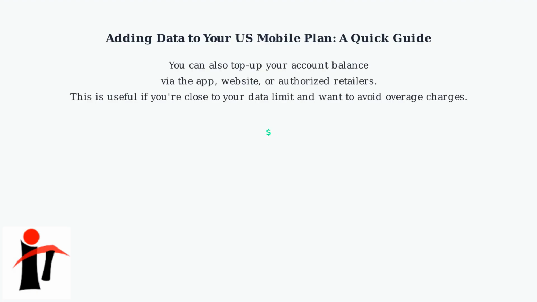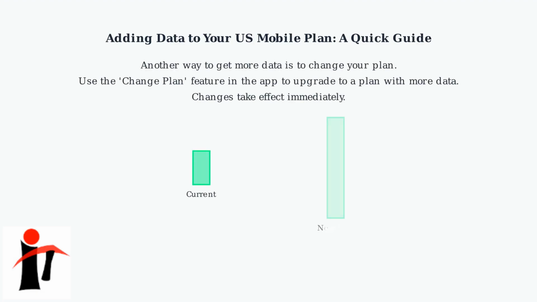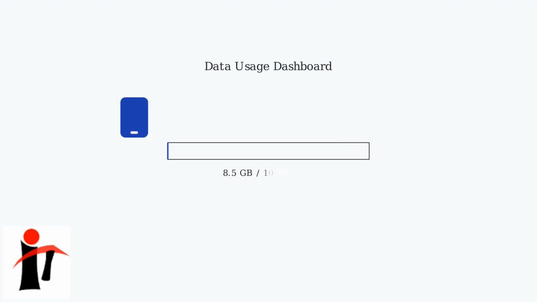You can also top up your account balance via the app, website, or authorized retailers. This is useful if you're close to your data limit and want to avoid overage charges. Another way to get more data is to change your plan. Use the Change Plan feature in the app to upgrade to a plan with more data. Changes take effect immediately. US Mobile's app is your best friend for data management.